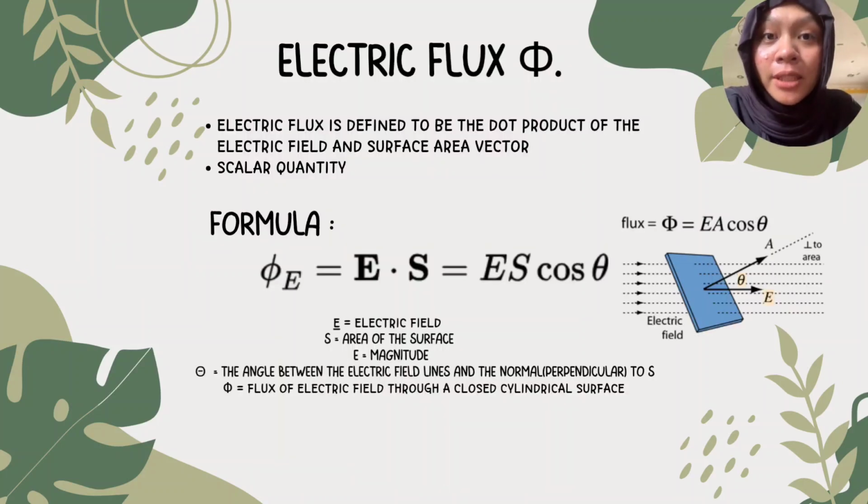Electric flux is defined to be the dot product of the electric field and the surface area vector. It is a scalar quantity. So here we can see a formula. E is the electric field, S is the area of the surface, and theta is the angle between the electric field lines and the normal perpendicular to S. Also the flux of an electric field through a closed symmetrical surface. You can see the picture in this slide.